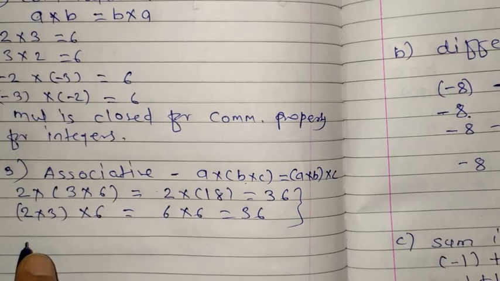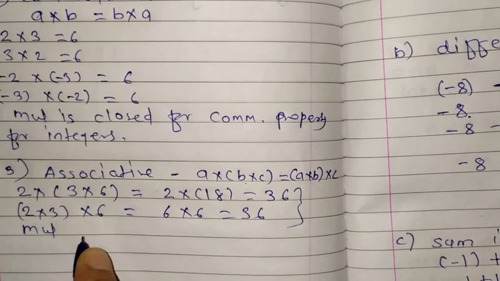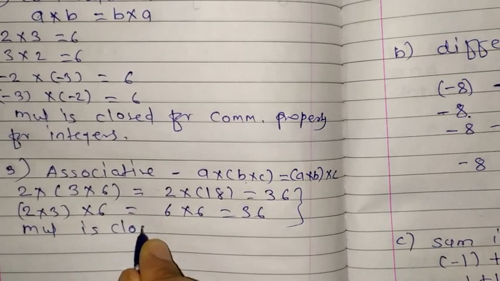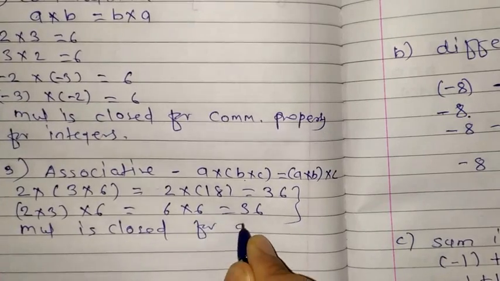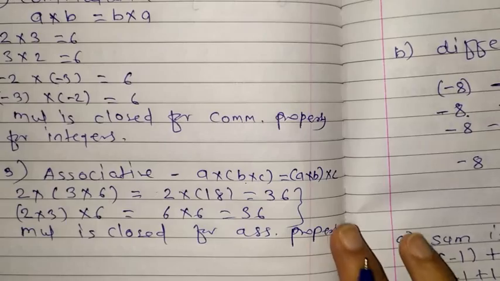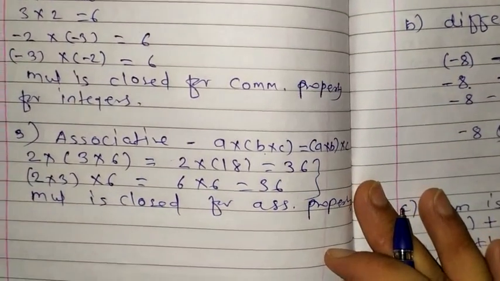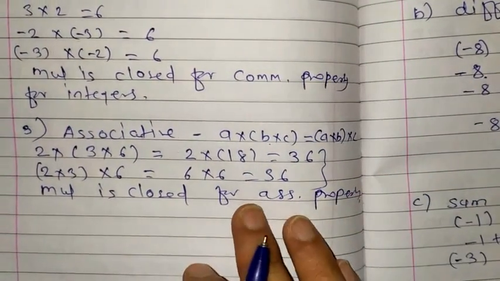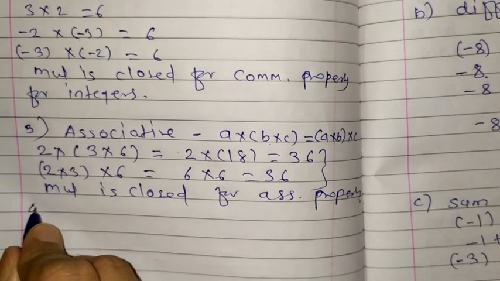So you can say here multiplication is closed for associative property for integers. Then next operation after associative is distributive property.